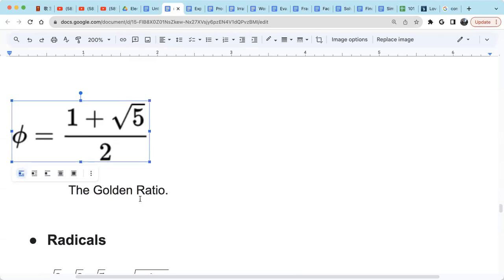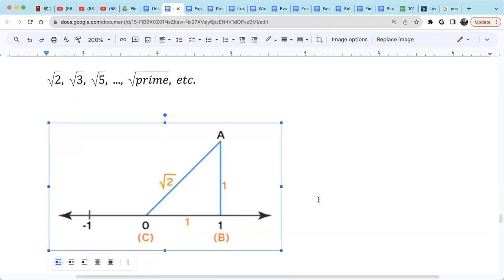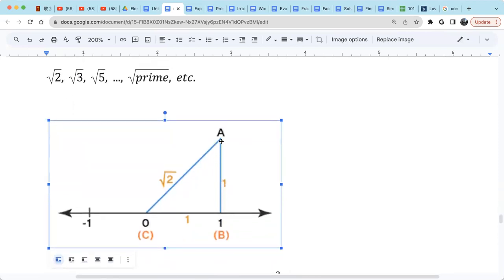So the square root of 5 is called a radical number. Radical numbers, like radical 2, radical 3, or square root of 2, square root of 3, square root of 5. So the square root of any prime is an irrational number. Right? So how do we picture those numbers? Let's see square root of 2. We can form a right triangle where the two legs are 1. By the Pythagorean theorem, the sum of the two legs squared equals the hypotenuse squared. So in this case, we can somehow visualize the square root of 2. Right?